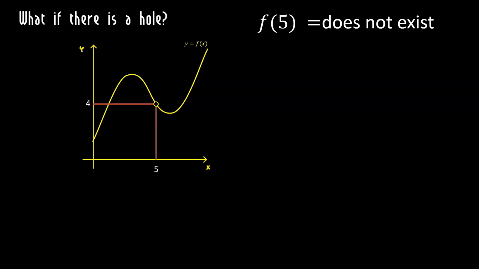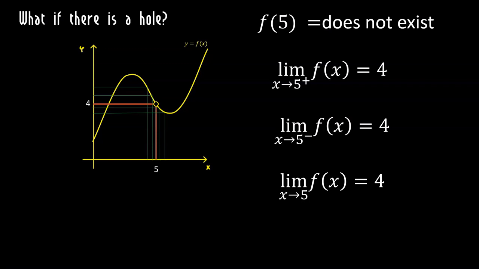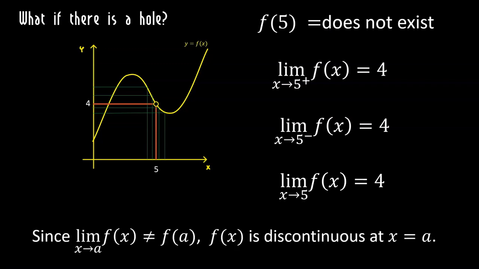But what if it's not continuous? What if you have a hole? F of 5, the function value doesn't exist, but what about the limit? Well, it looks like it's still going to be 4, right? So I put in something bigger than 5, I get something less than 4. I go again and get something closer to 5, then I get closer to 4. The limit from the positive side is 4 again. If I do it from the negative side, I'll get closer and closer to 4 again. So the limit from the negative side is also 4. Since the limit from the left and the right both equal 4, then we say the limit exists and it is 4. Since the limit of f of x as x approaches a does not equal f of a, then we say f is discontinuous at x equals a.